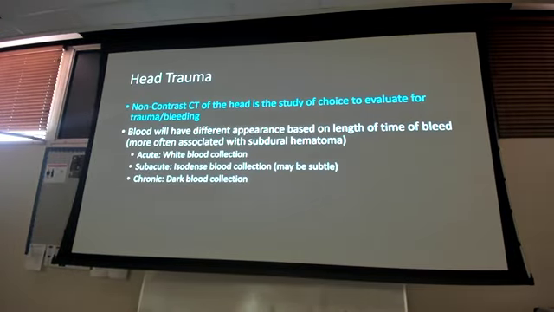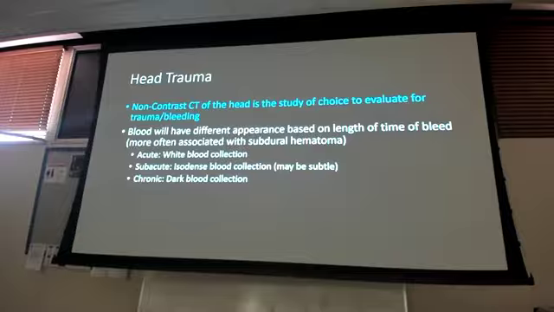The non-contrast CT is the study of choice to evaluate for trauma and bleeding. Blood has a different appearance based on the length of time of the bleed. Acute bleeds are going to show up white, which is why we don't do contrast, because contrast also shows up what color? White. So if I give contrast in the brain, I don't know what's a highlighted vessel and what's a bleed, because I have white on both. That's the reason we don't do contrast in the head, so we can see if there's an acute bleed or not, and if we do, we know that's blood.